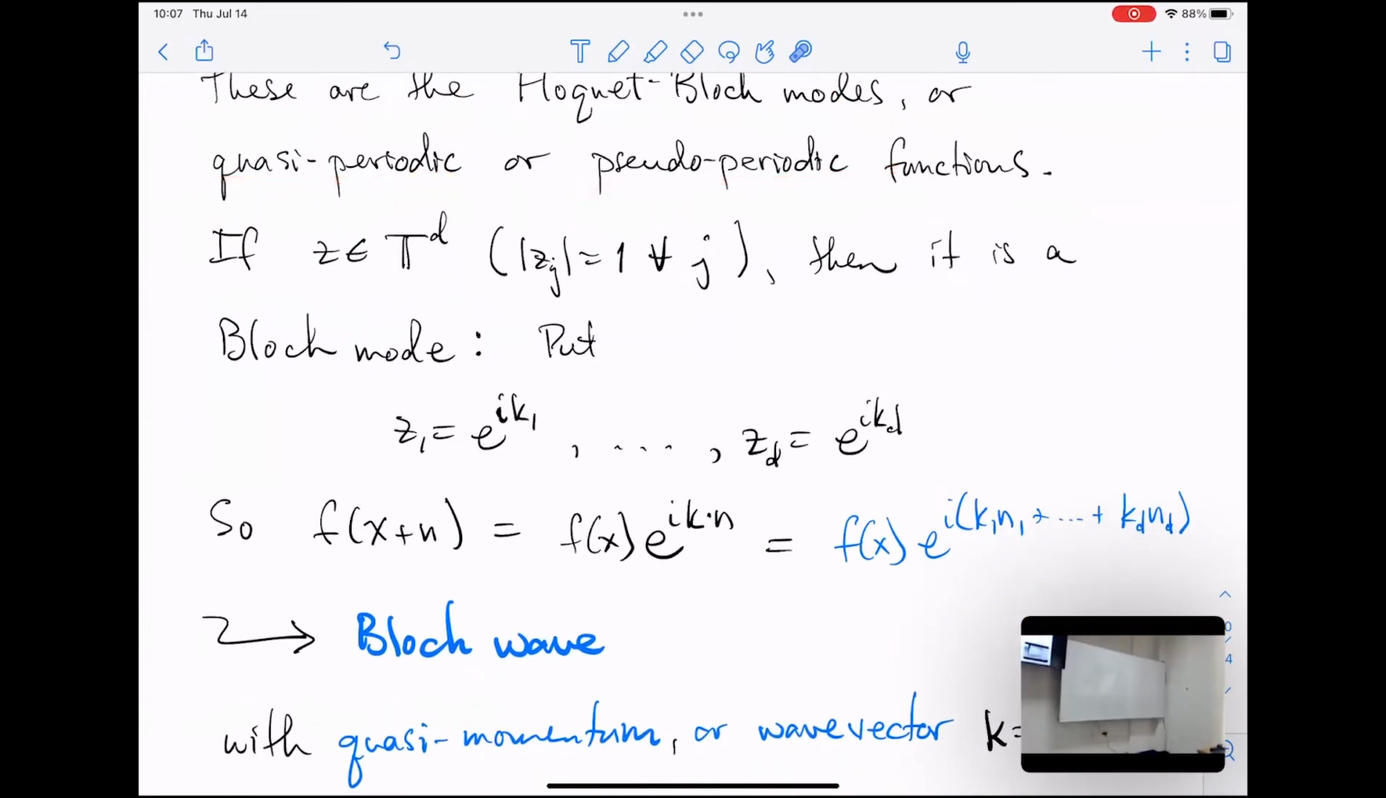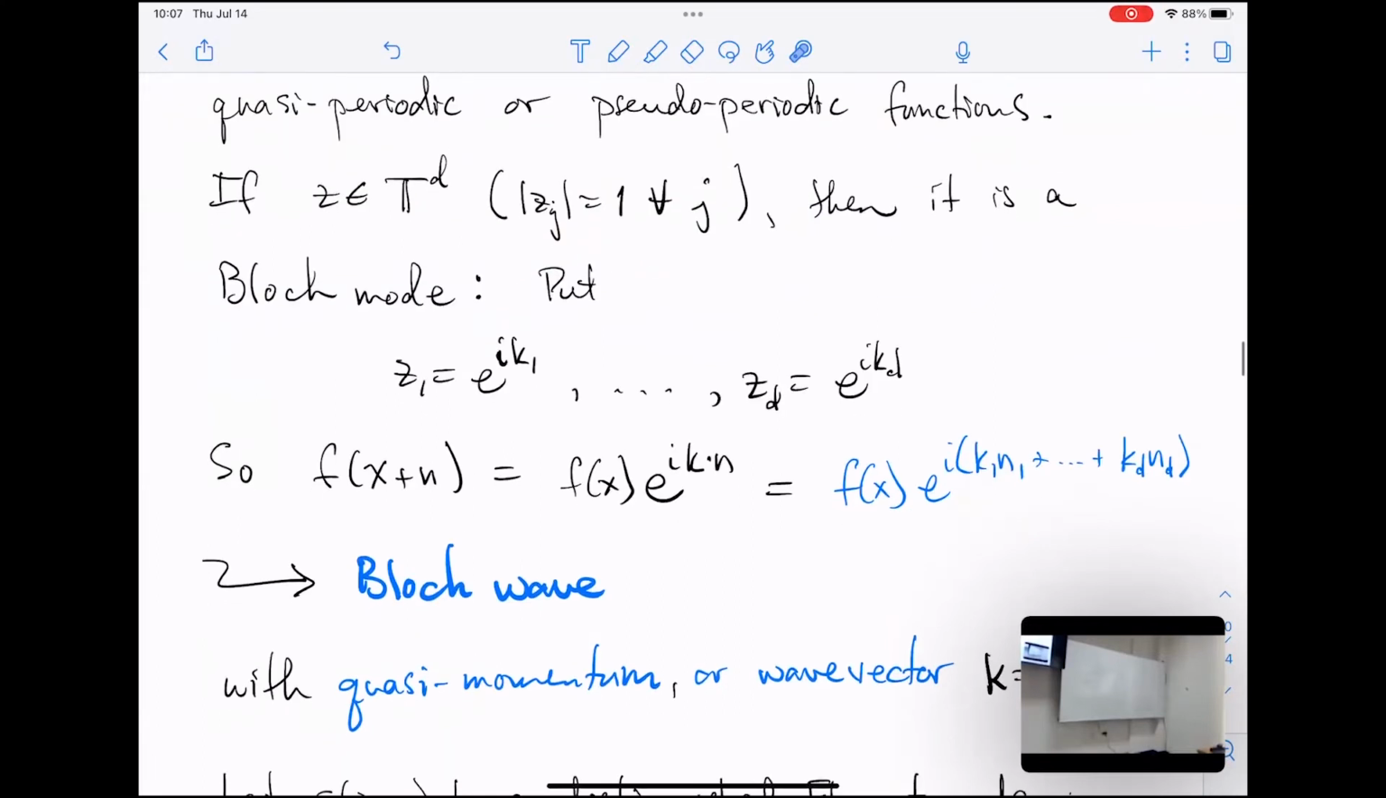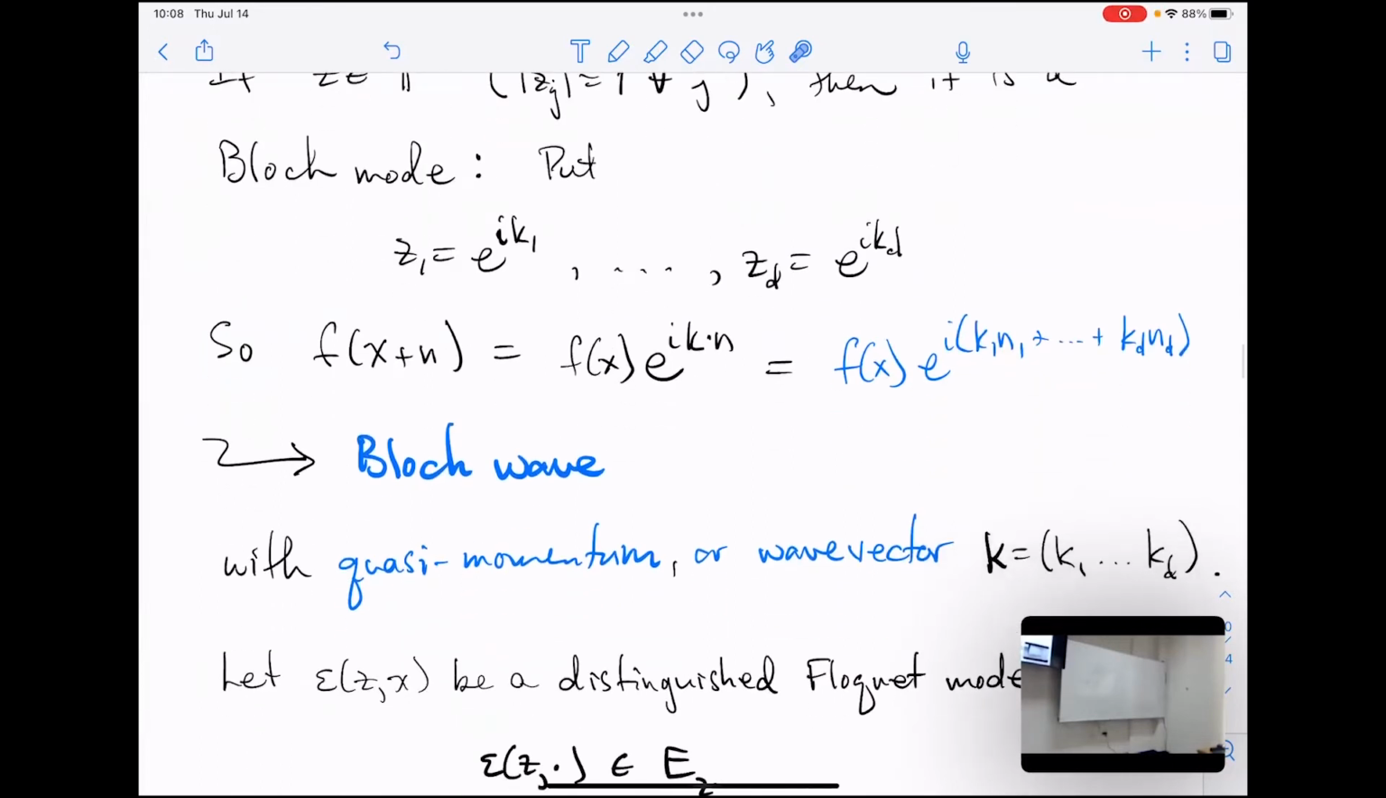And now let's suppose, let's look at what happens when Z is actually in the compact torus. In other words, all the Bloch multipliers have modulus 1. Then I can just write them as e to the i k1 up to kn, and these are the quasi-momenta.